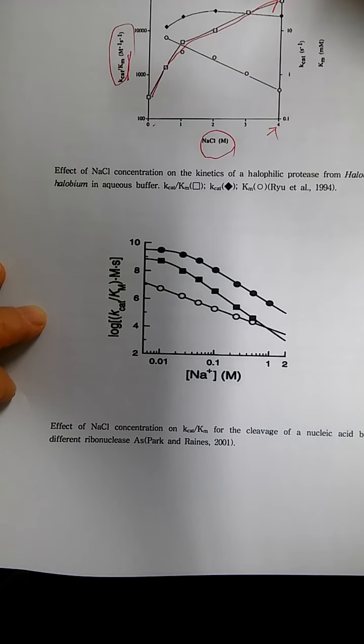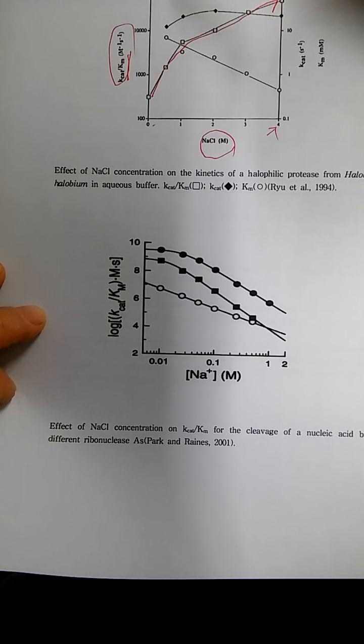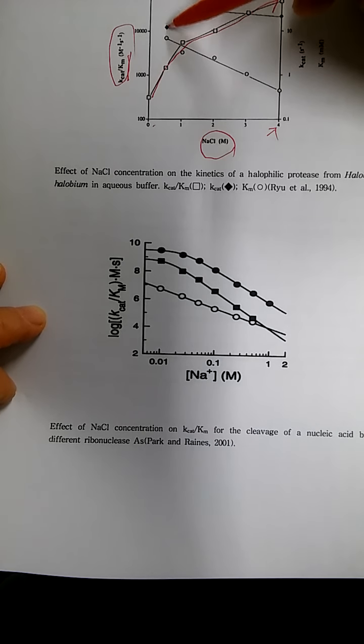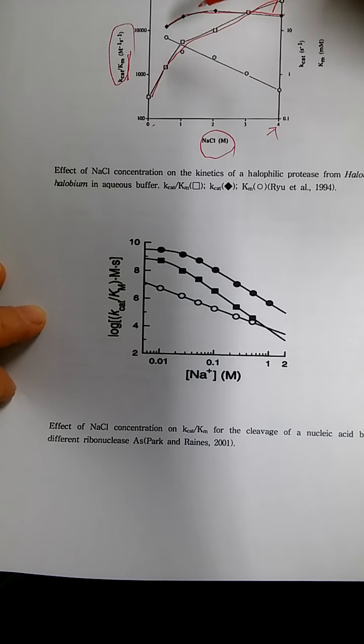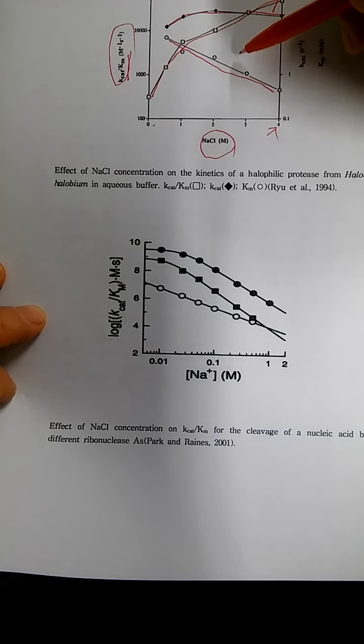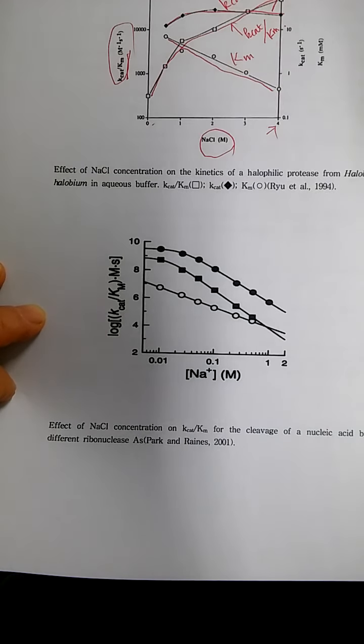And if we plot kcat and Km separately at different salt concentrations, it was found that the kcat value was not affected much by the salt. However, the major effect is on the Km value. This is for Km, this is kcat, and that's kcat over Km.